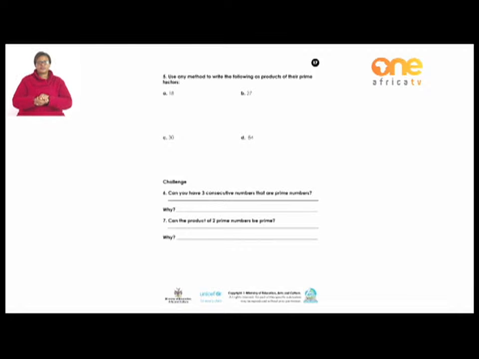There's also a challenge here, which is number 6, for you to try. Can you have 3 consecutive numbers that are prime numbers? Just a question, yes or no. And there is also space for reasoning why. And then number 7, can a product of 2 prime numbers be prime? You can say yes or no and also give the reason why.